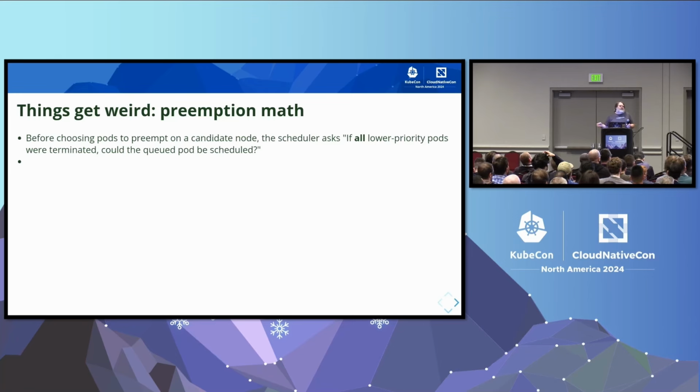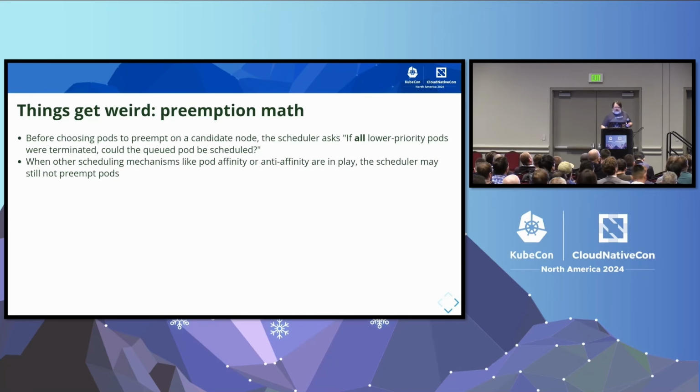Now that makes a difference because there are cases where if you just evicted some of those pods, you would be able to schedule it, but evicting all of them makes that pod unschedulable because there are, for example, affinity rules or anti-affinity rules. And if you evict a pod that is the target of an affinity rule on the pod you're trying to schedule, now you can't schedule anymore.